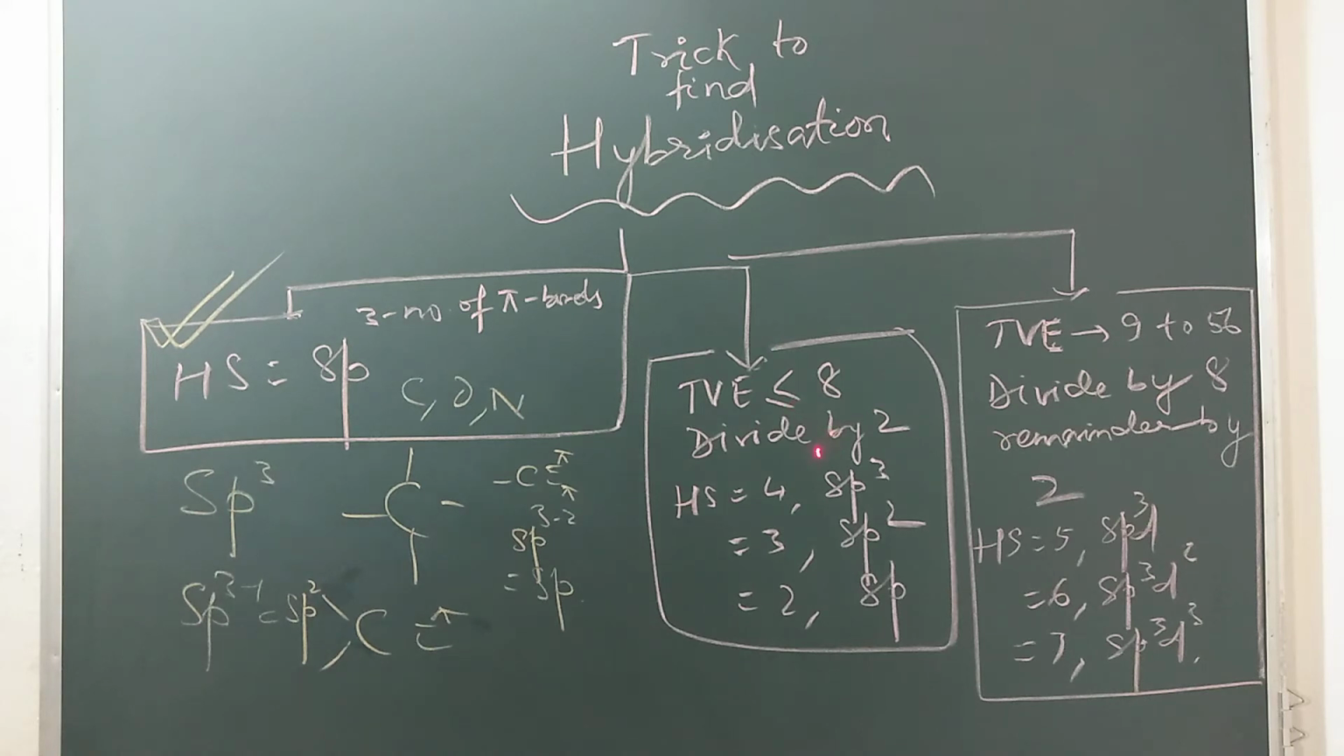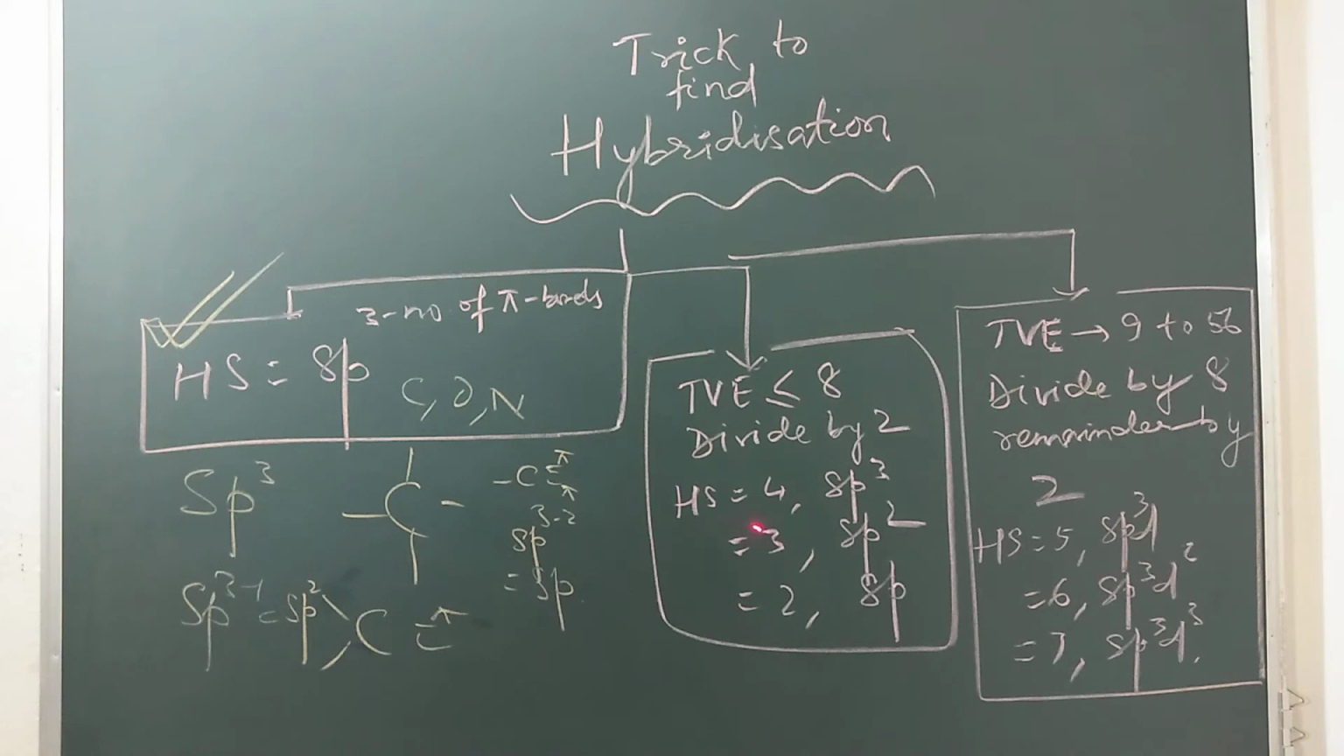The next trick: if the total valence electrons are less than or equal to 8, you have to divide by 2, but you must remember the total valence electrons for all the elements. So if you divide a number in the range of 8 by 2, the maximum that you can get is 4. In case of 4, you will get the hybridization sp3.